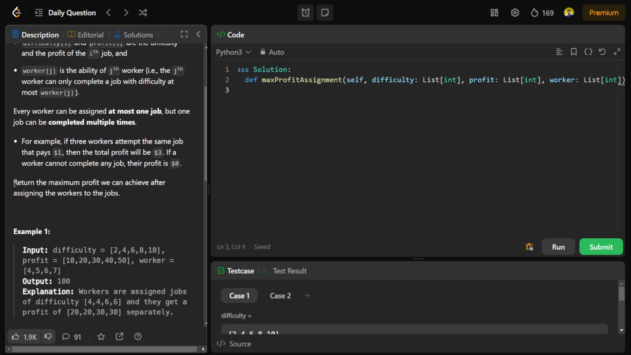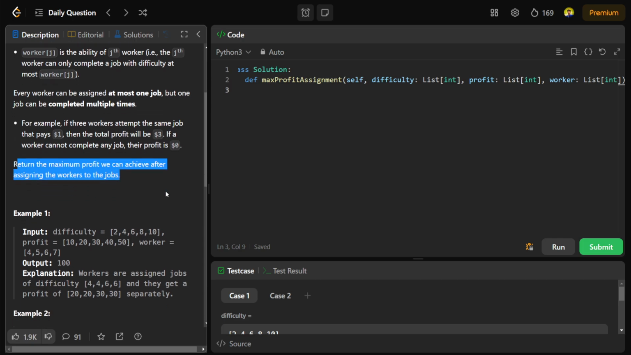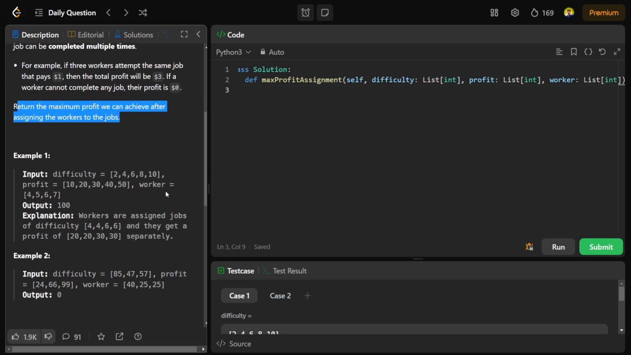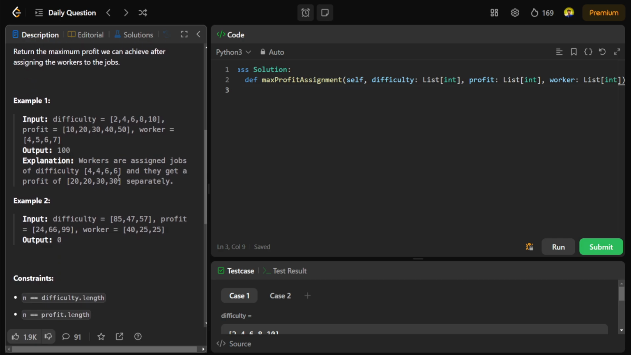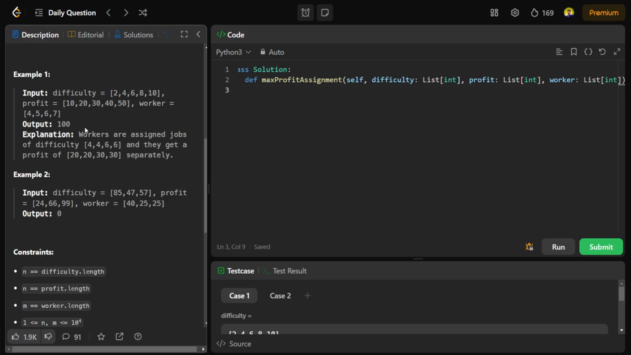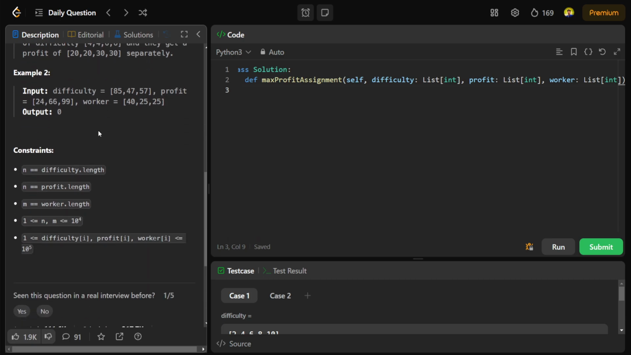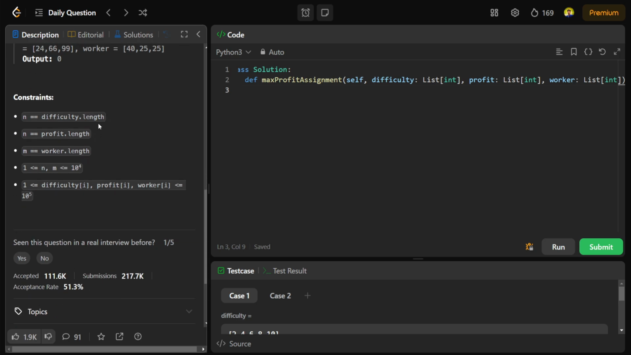They're asking us to return the maximum profit that can be achieved after assigning workers to jobs. So we are given a difficulty array, worker array, and the profit array. We need to find the profit. We'll look into how we need to do this.